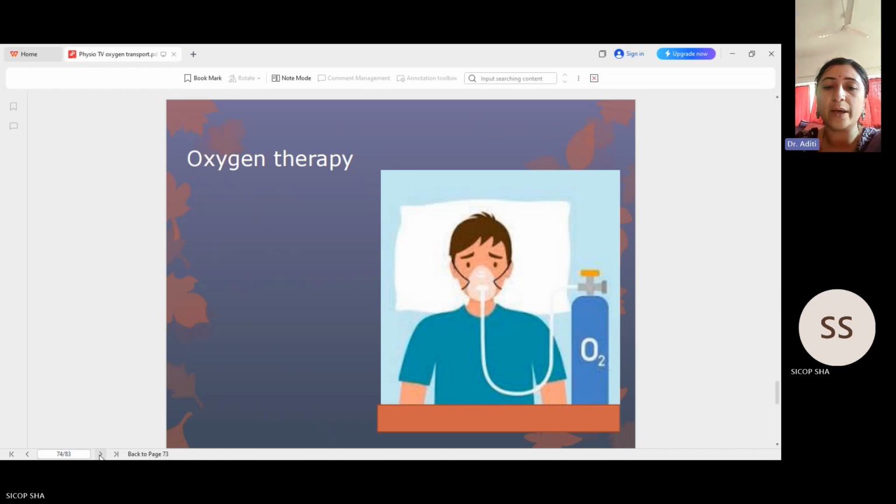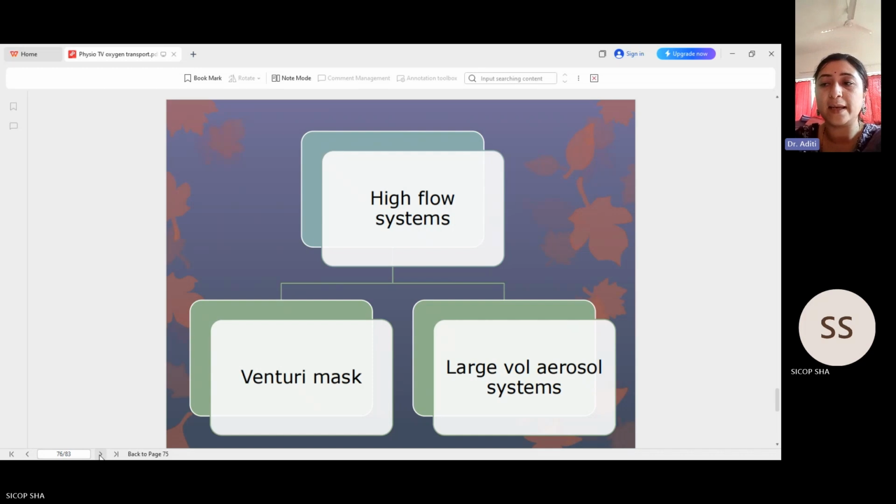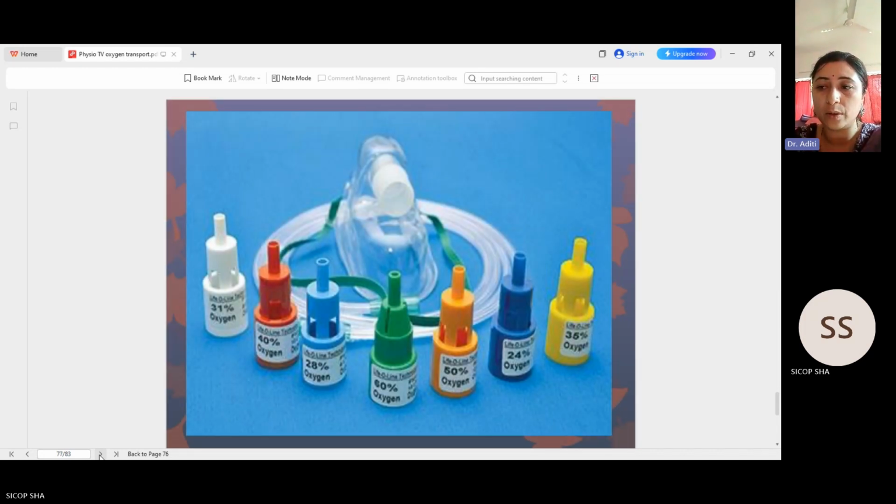Next slide. So broadly, it can be classified into low flow and high flow. So under low flow, we have non-rebreathing mask, partial rebreathing mask, nasal cannula, and simple face mask. So it is better to know the FiO2 for all these devices, the advantages and disadvantages of each of these O2 delivery devices. High flow systems, next slide. High flow systems can be classified into a Venturi mask and the large volume aerosol systems. So again, if you are working in an ICU setup, it is better to know about the FiO2 delivered for all of these Venturi devices. Next slide.